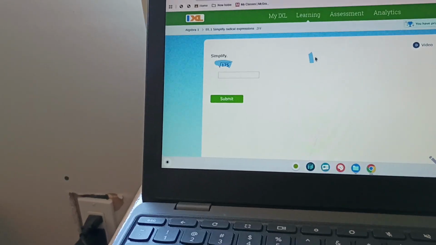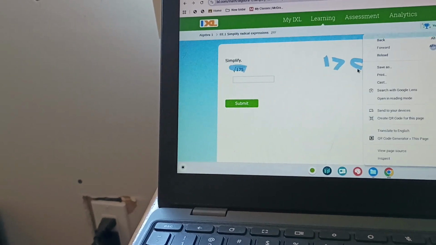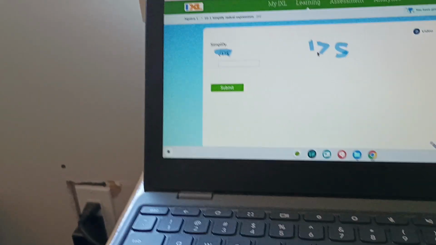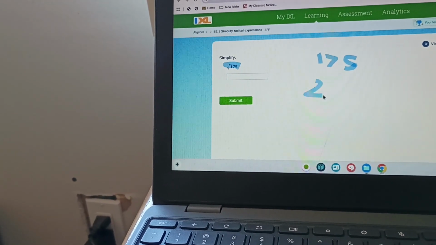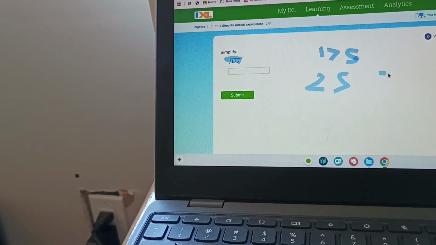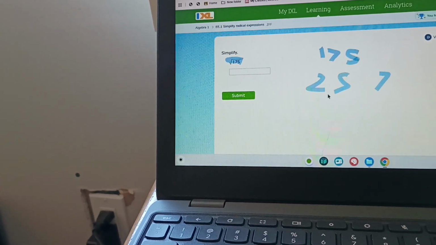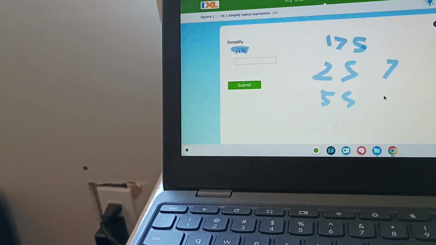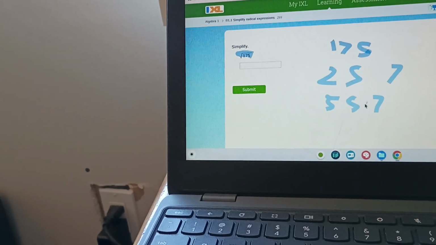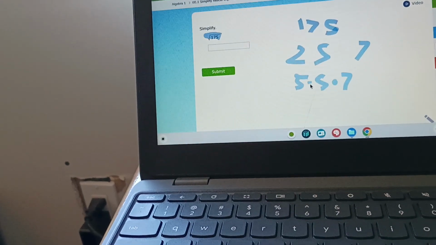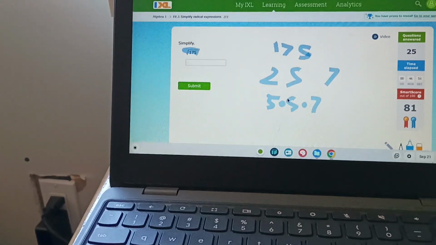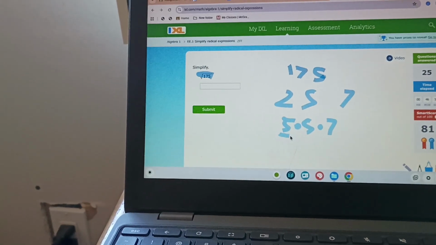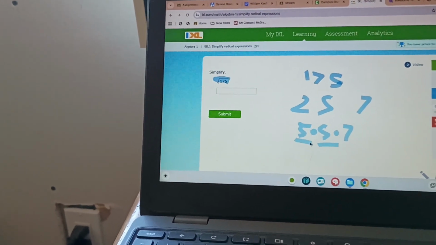So for instance, 175. 25 goes into this 7 times, so 25, 7. 5 goes into 25 5 times, so you have 5, 5, 7 as those numbers that, when multiplied, make 175. So what you have to do is look for the numbers that are the same, so this one and this one, 5 and 5.